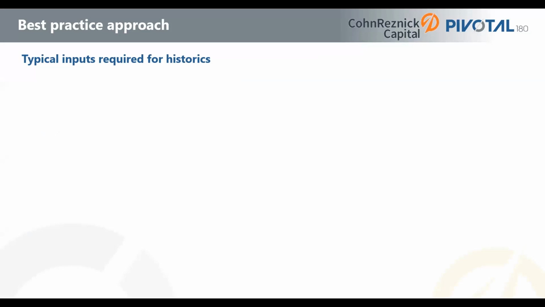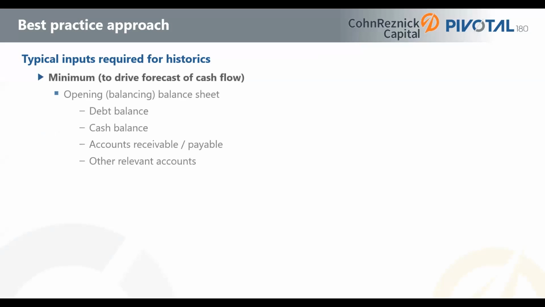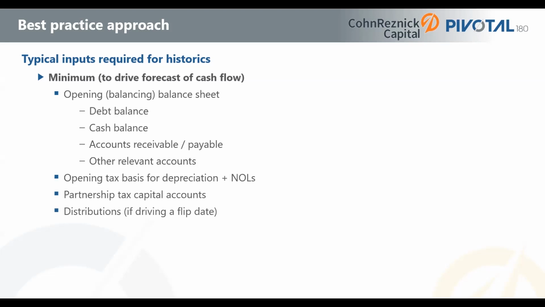So assuming, for example, we just want to see the minimum items to drive the cash flow forecast, some examples of what we need are shown on screen. So we need opening balances of, for example, our debt balance, our cash balance that we can release maybe next period, our accounts receivable, our maintenance reserve account, which maybe we can let cash go next period. We need to know what's in there when we start our calculations next period. What's our opening tax basis for depreciation, or our current net operating losses, or what's in our partnership accounts or distributions? So we need a sort of minimum level of detail to drive the future cash flows.